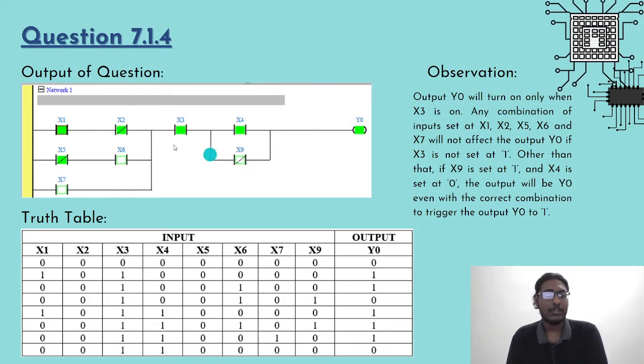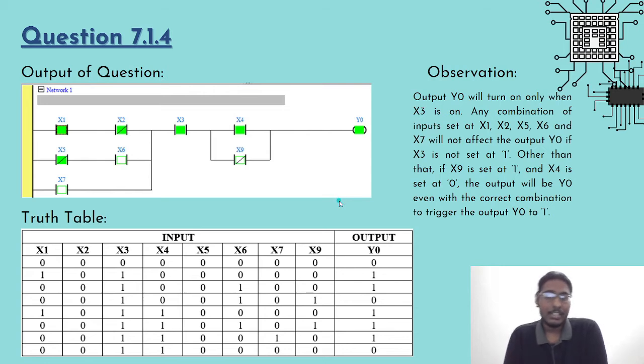3 of them are normally closed and 5 of them are normally open contacts with one output. From simulating this ladder diagram, we are able to obtain the truth table. For example, one of the combinations that will make the Y0 output as 1 is when input contacts X1 and X3 are set as 1, while all the other contacts are set as 0.